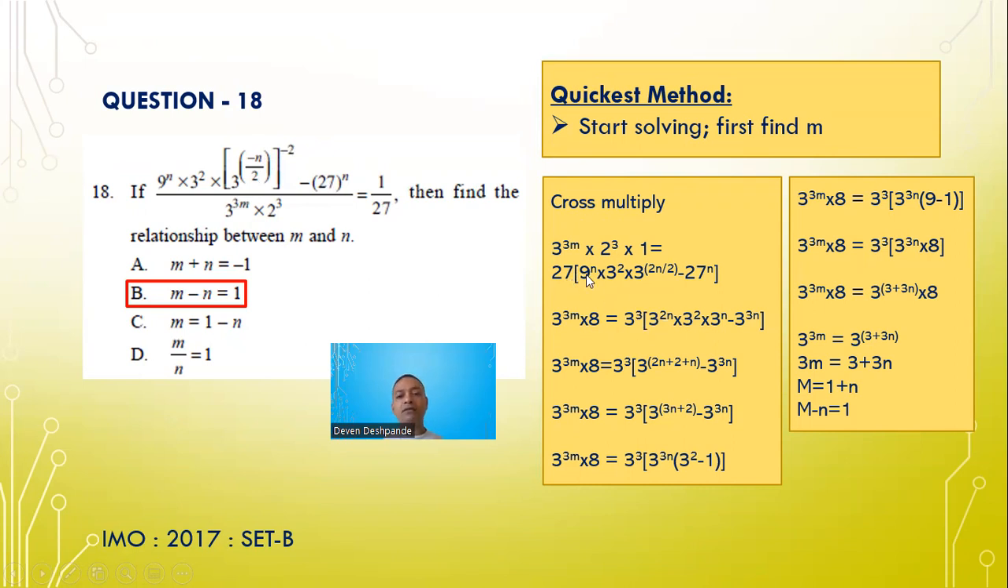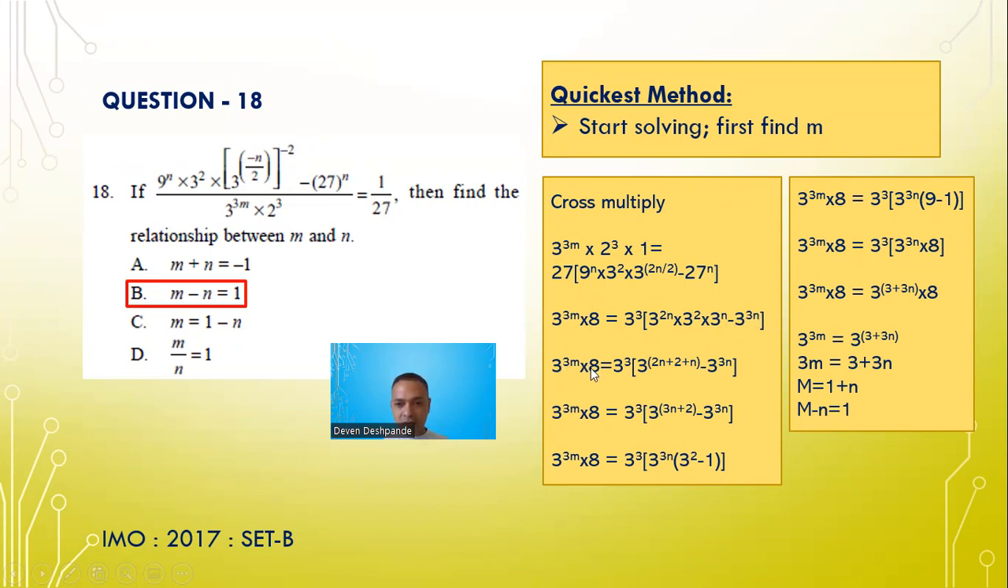And what is 9? 9 is 3 raised to 2. So it will be 3 raised to 2n into 3 raised to 2n upon 2. So 2 will get cancelled. So 3 raised to n, isn't it? This 3 square will remain here. 3 square into 3 raised to n, minus, what is 27? 27 is 3 raised to 3. So it will be minus 3 raised to 3n.